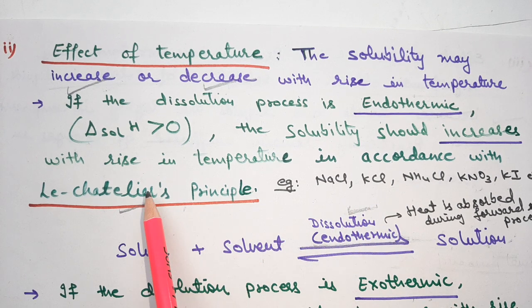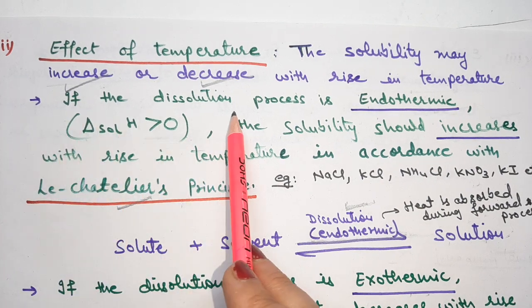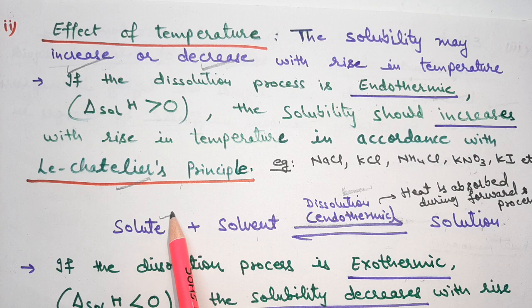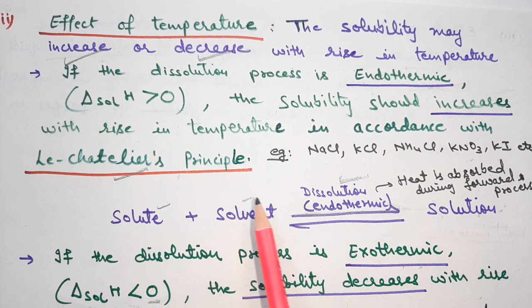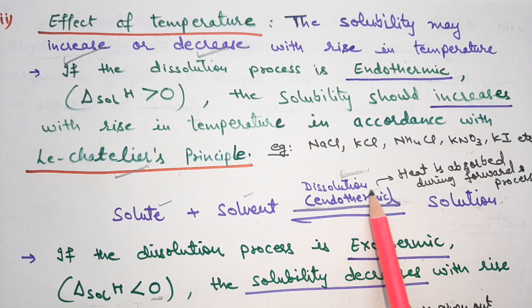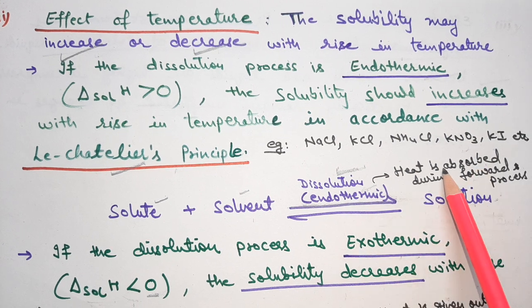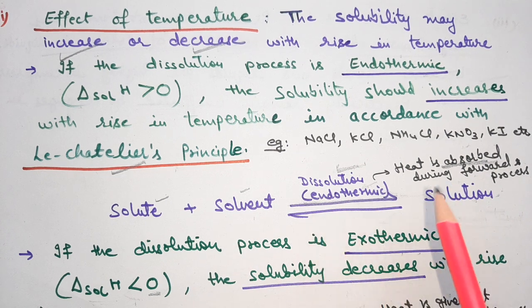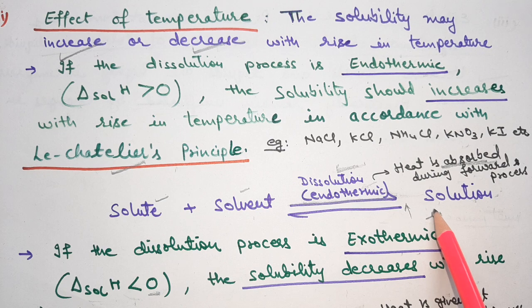So let us consider the very first case. If the dissolution process is endothermic, what does it mean? Whenever a solute is made to dissolve in a solvent, heat gets absorbed during the formation of the solution. So absorption of heat takes place during the dissolution, and further now we are increasing the temperature.